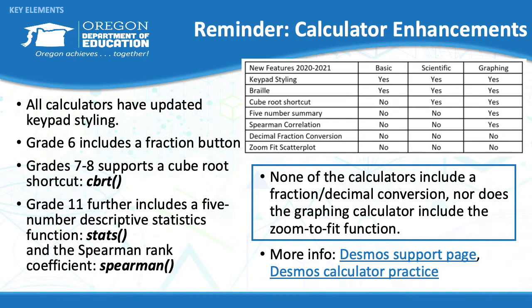None of the calculators include a fraction to decimal conversion, nor does the graphing calculator include the zoom fit function. While these appear in the calculators on the Desmos website, they can present construct violations for some math assessment items. For more information on these new functions, please visit help.desmos.com. To practice using the testing calculators, visit desmos.com/practice, or utilize the sample and training tests provided in the Oregon Statewide Assessment System. Check the Oregon Accessibility Manual for other specific allowable supports.